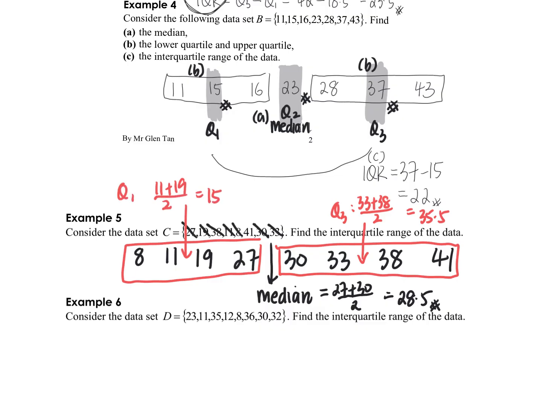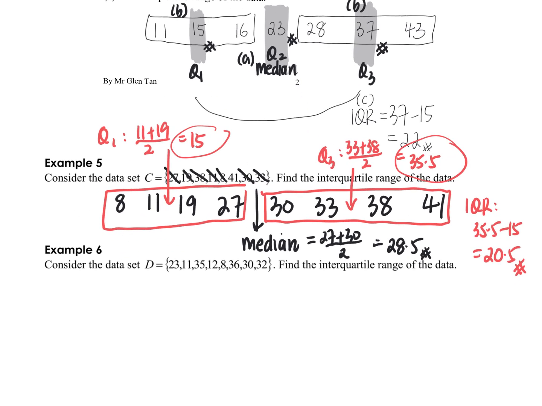So to find interquartile range, I need to take the difference of these 2. So IQR is 35.5 minus 15, so 20.5. Okay, just like that. So go and arrange all these data in sequence. 8, 12. Oh, there's an 11. 23, 30, 32, 36, and 35.